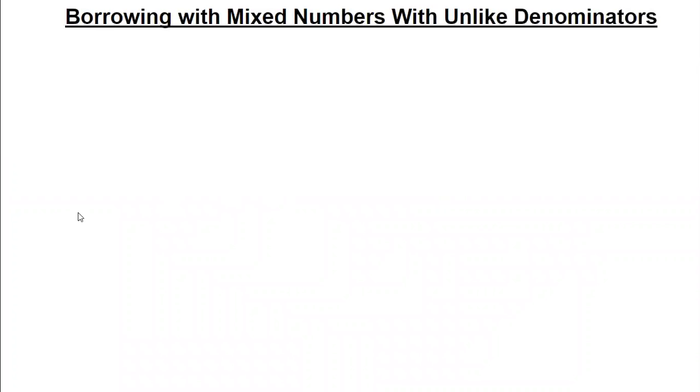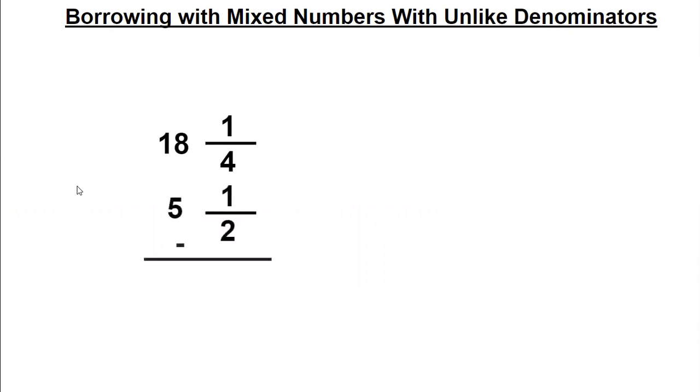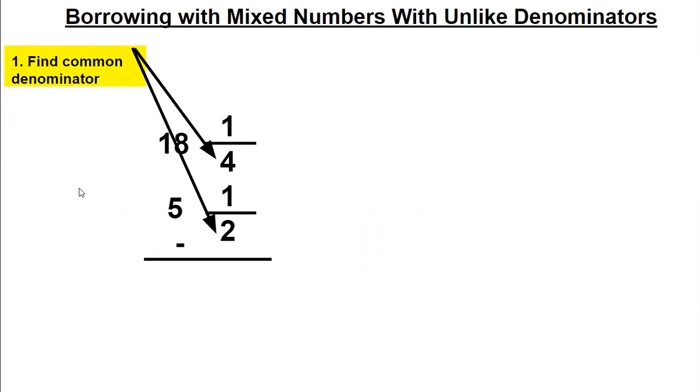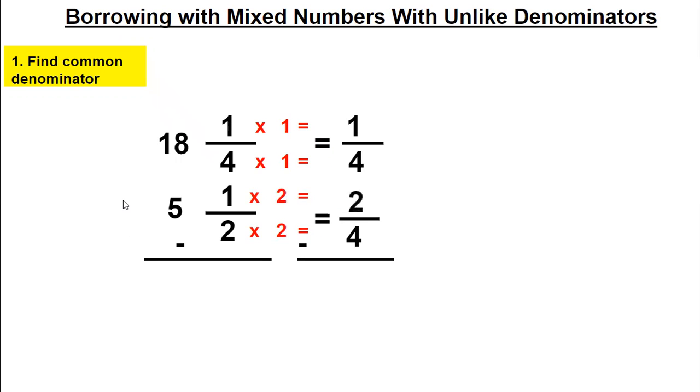Okay, welcome back. We're going to be borrowing with mixed numbers with unlike denominators again. This time borrowing, right? So we're going to do 1/4 minus 1/2 and then 18 minus the 5. So we have to find a common denominator. So 4 will be the common denominator. This will just stay 1/4. The bottom will be 2 times what gives me 4, times 2. And this will be multiplied by 2. So 2/4. Uh-oh, I have a problem. 2 is bigger than 1. I can't subtract a 2 from a 1, can I?